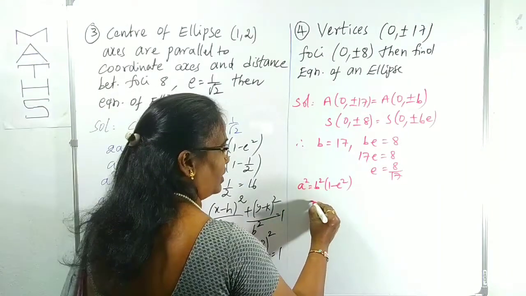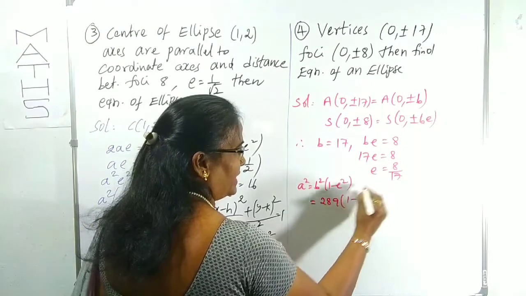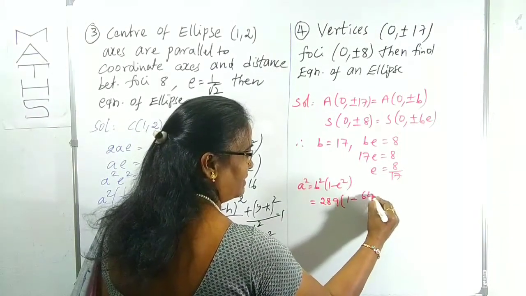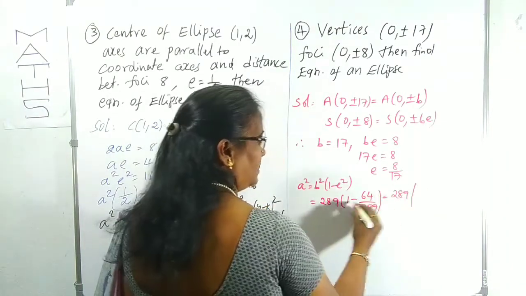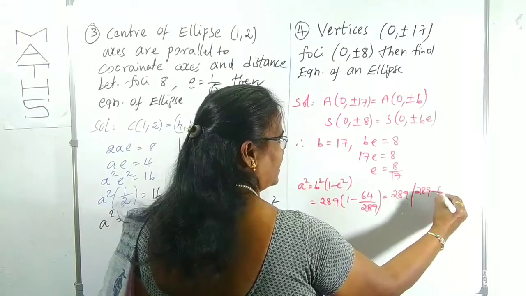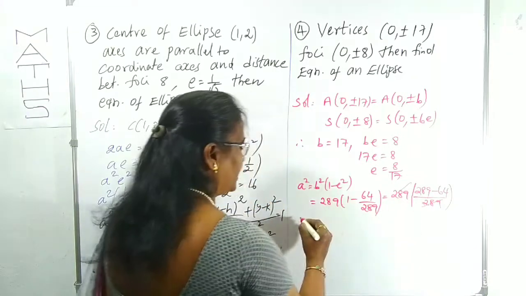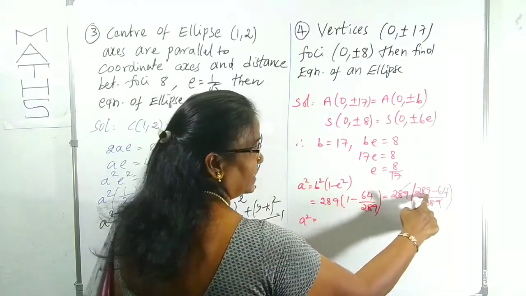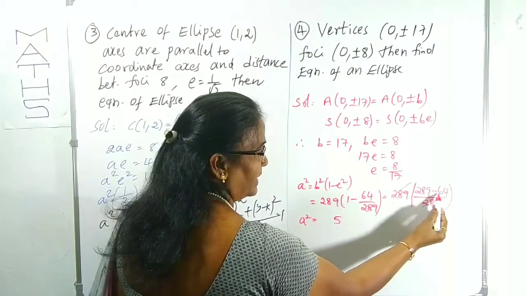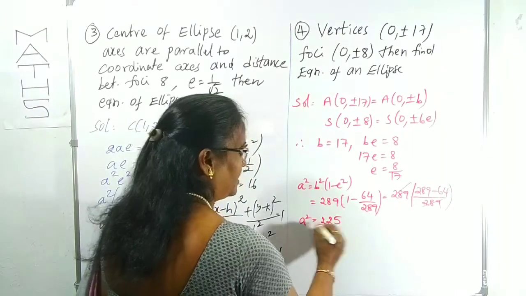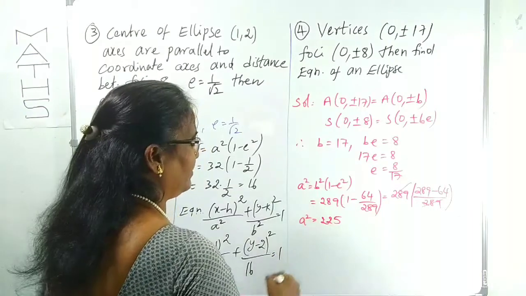Now a square we want. b square is 17 square, which is 289, times 1 minus e square, which is 64 by 289. Taking the LCM, 289 is already there here: 289 minus 64 by 289. Right? 289 cancels. a square will be 289 minus 64, which is 225. Right? You know a square and b square, 289, so now the equation of the ellipse follows.